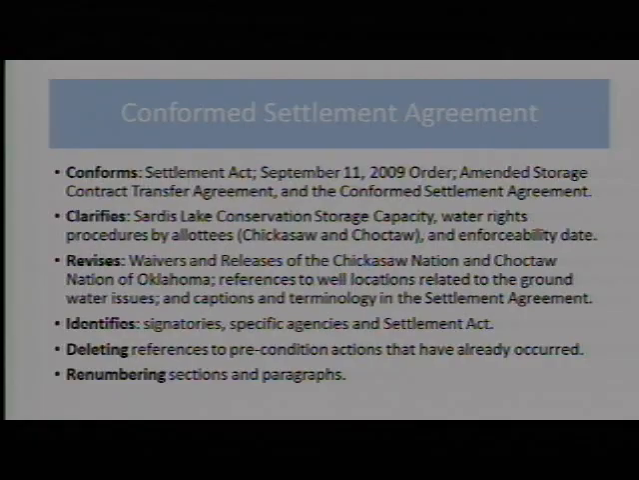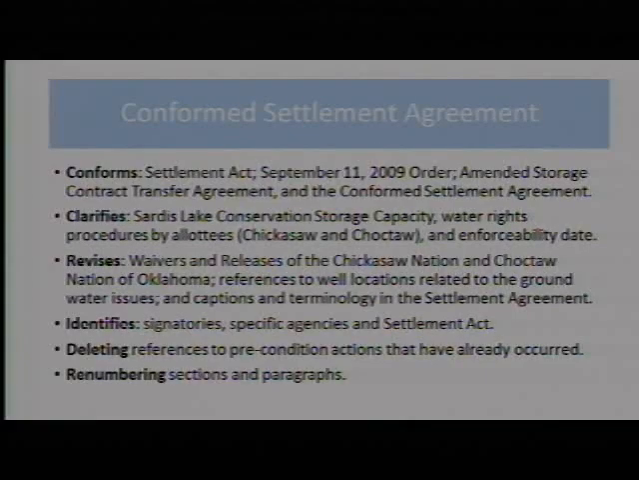The settlement agreement conforms and combines the Settlement Act with the September 11, 2009 order. And that was an order to which the city was not a party but affects the overall settlement. It was a lawsuit between the United States government and the state of Oklahoma on the repayment of the storage issues out at Sardis Lake. Those payments have since been paid by the Water Trust pursuant to the 2010 storage agreement. The storage agreement also needed to be conformed to the Settlement Act, and in the end, the new conformed settlement agreement will address all of these issues.